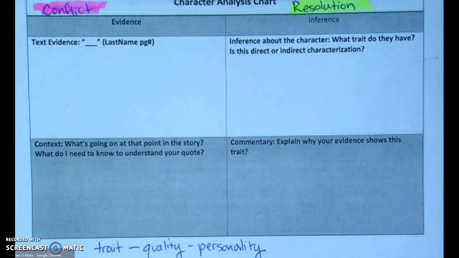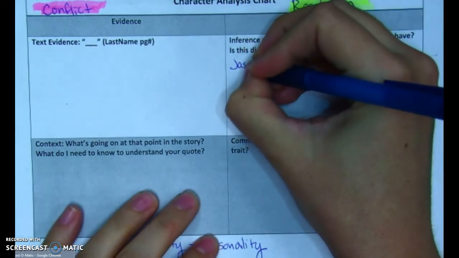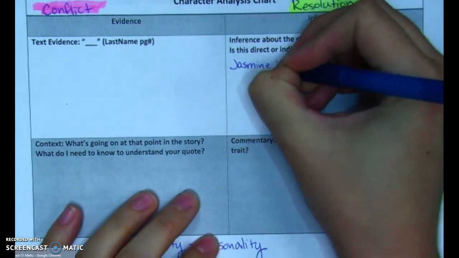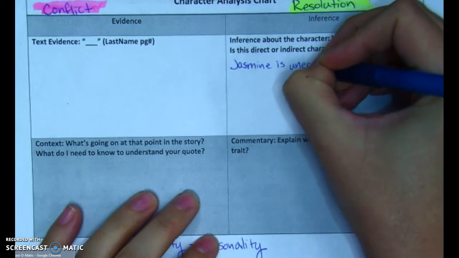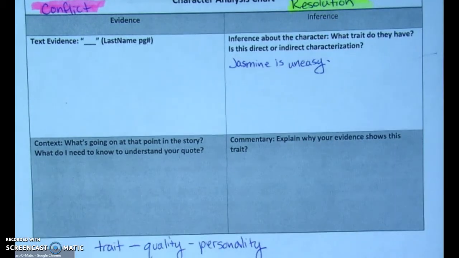So, step 1, finding text evidence. What you might want to do before you find text evidence is think about what the character trait is. Sometimes that's easier, or you might start at the very beginning of the story and make sure you're showing text evidence. For me, I know at the beginning of the story that Jasmine is uneasy. Okay, so now that I know that, I'm going to go back in my book and I'm going to find a passage where we really see clearly that she's feeling uneasy or uncomfortable in her position.